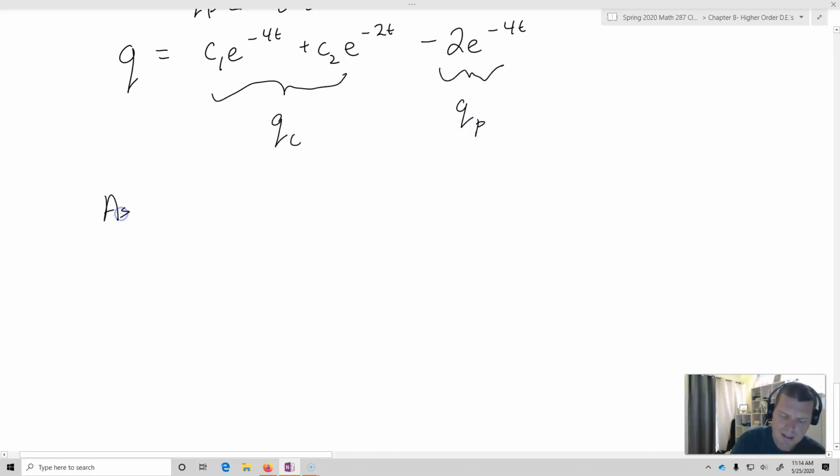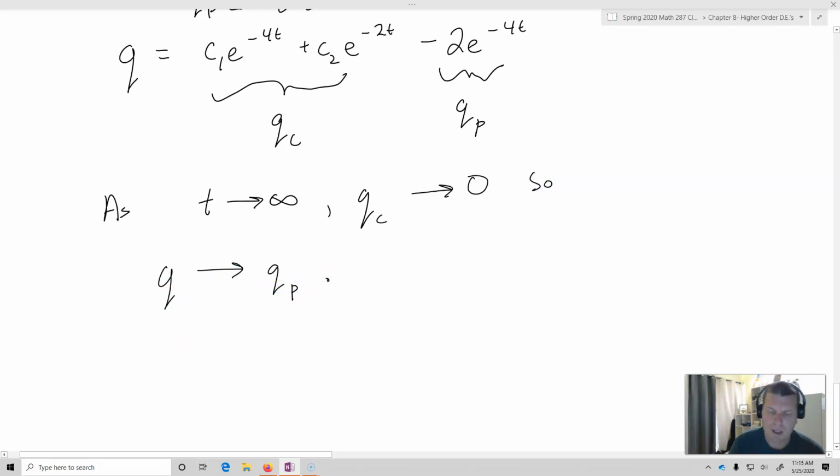As t approaches infinity, QC goes to 0, so Q goes to QP. QC is our transient state, which goes to 0. QP is our steady state, so that one is what we end up getting over time. That ends up being the charge, and that actually answers our question: there's Q, and there's what happens to Q as it approaches QP.